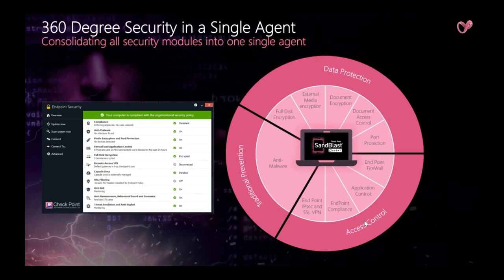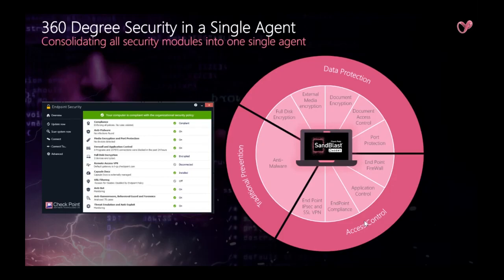We have full disk encryption. If a customer wants to follow any compliance, or wants to enhance the security of the infrastructure, then they can go with full disk encryption. It will encrypt the overall machine, and external media encryption is also there, which is file based encryption. If any sensitive data is going out of the network, we can encrypt it. And document encryption, document access control. We have Capsule Workspace also, and port protection, so device control. These features are there.